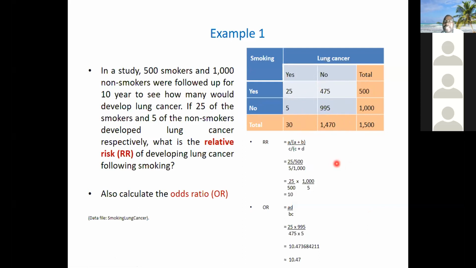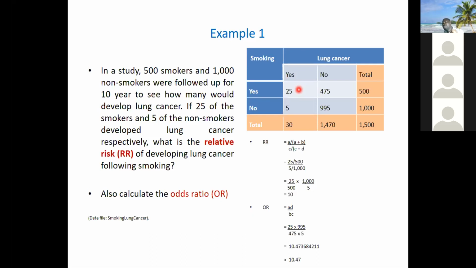Now look inside the table. Out of the 500 that are smoking, 25 develop lung cancer. So the risk of lung cancer will be 25 over what? Out of 500, 25 develop lung cancer. What is the risk of lung cancer?